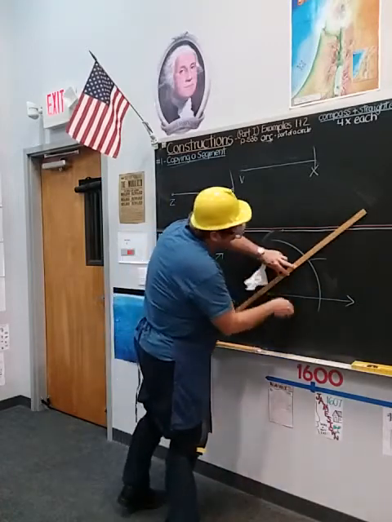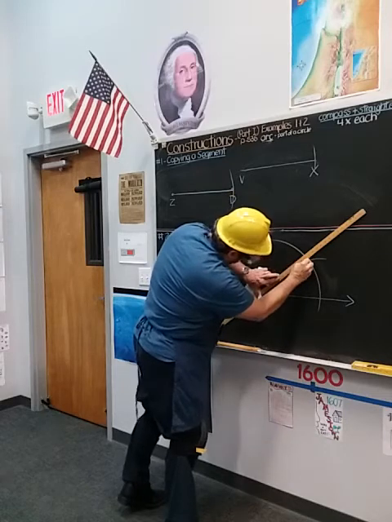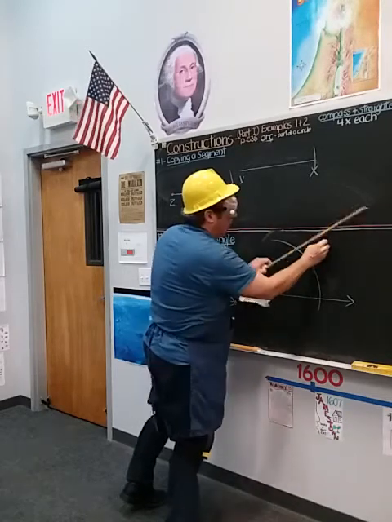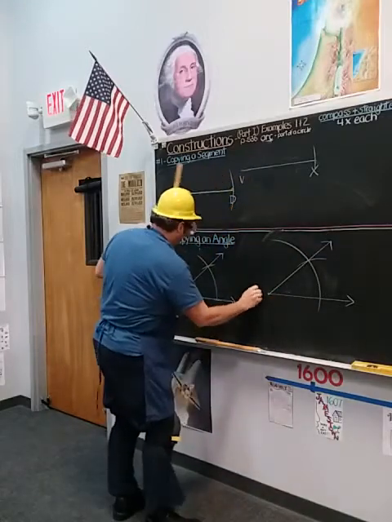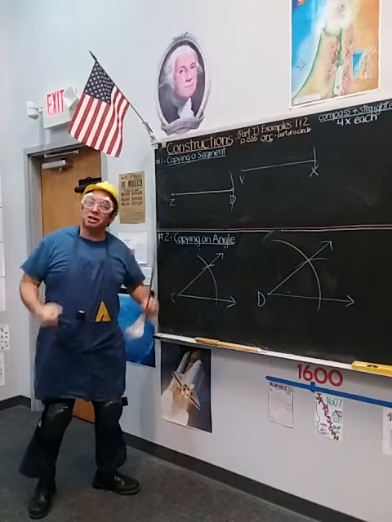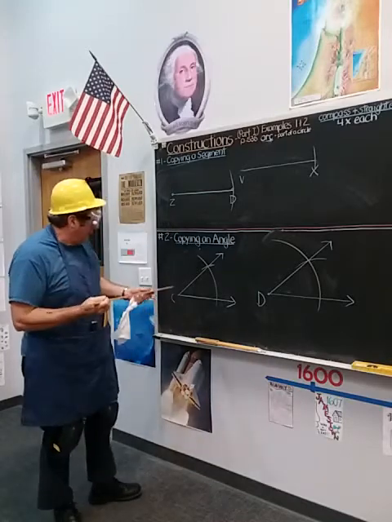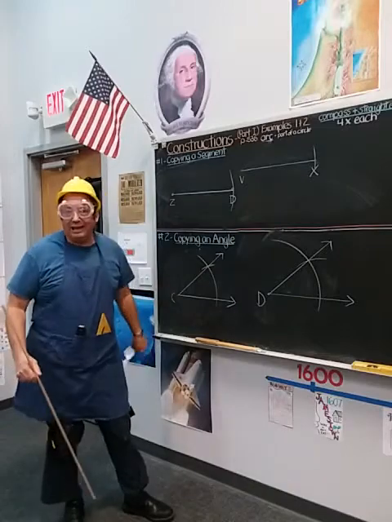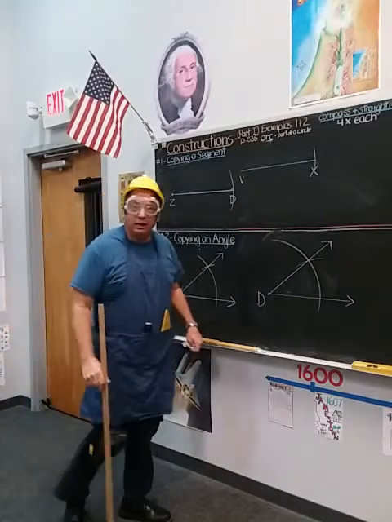Now using that as that intersecting point, I've constructed angle D. Yeah, this is construction using a compass and a straight edge. And I guarantee angle C is equal exactly to angle D. And I didn't need a protractor to tell you what that was.